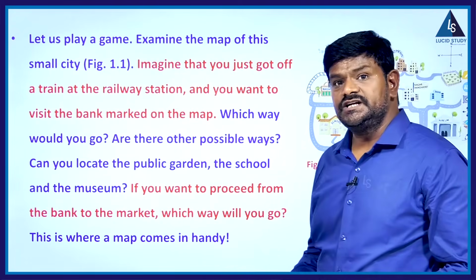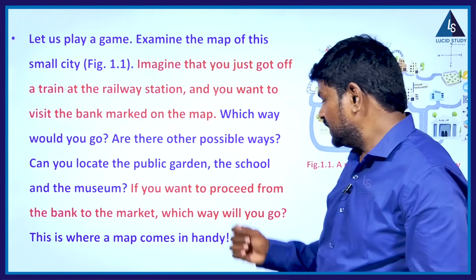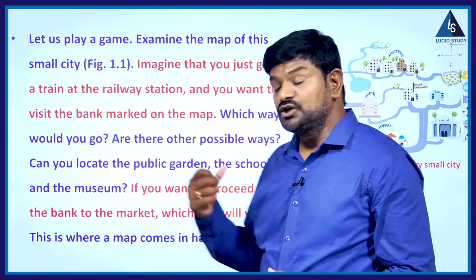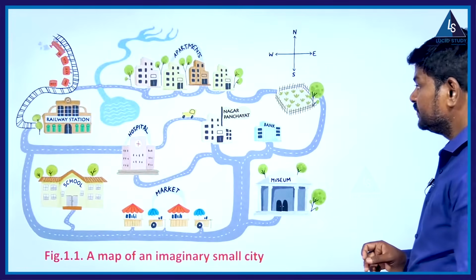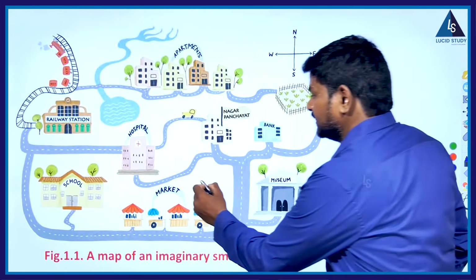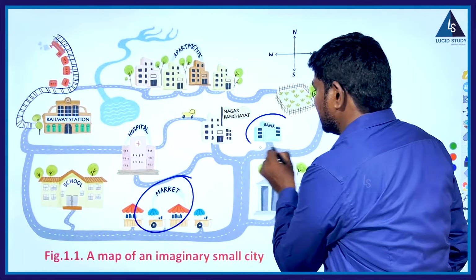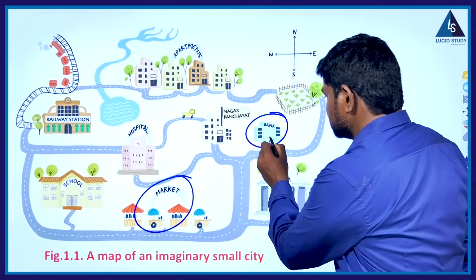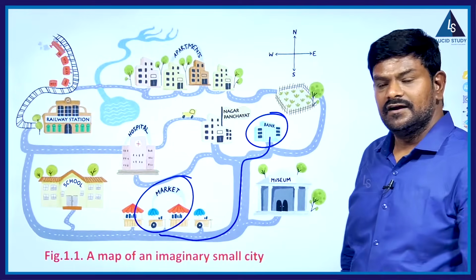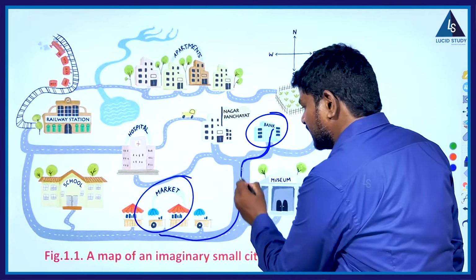If you want to proceed from the bank to the market, which way will you go? From the bank to the market, this is the market and this is the bank. Definitely you will choose the shortest way, that is this. The shortest way from bank to market is this.